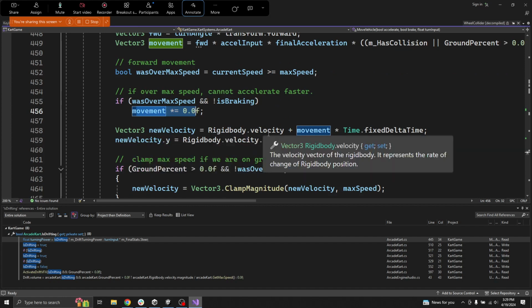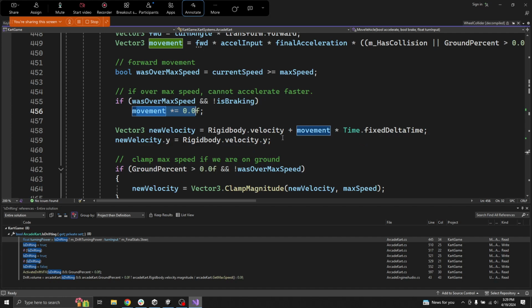And then new velocity. Take our rigid body velocity and then add this movement that we've been calculating, which let's just say it's not 0. Let's say everything is fine, right? We have this forward, this accelerating input, this final acceleration. That's our movement, our vector 3. And then what we have to do is remember that when we're in update or fixed update, we have to multiply by this Time.deltaTime or Time.fixedDeltaTime.